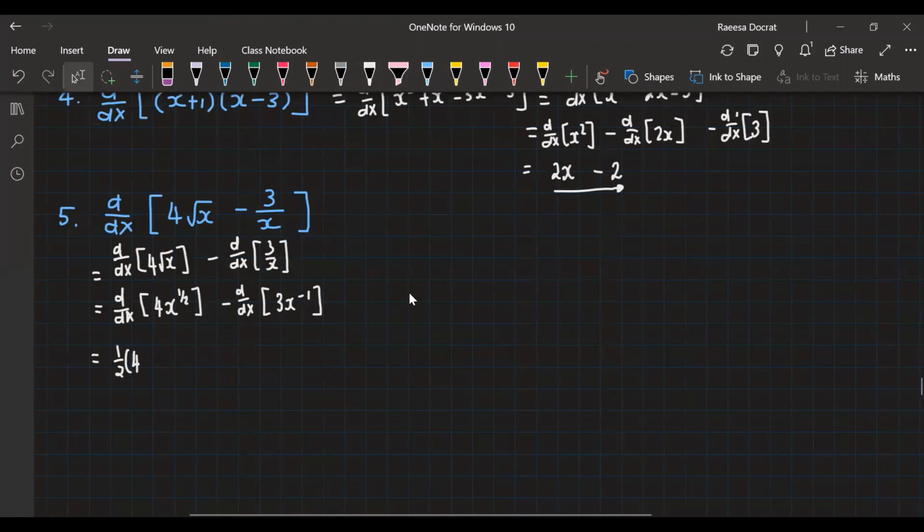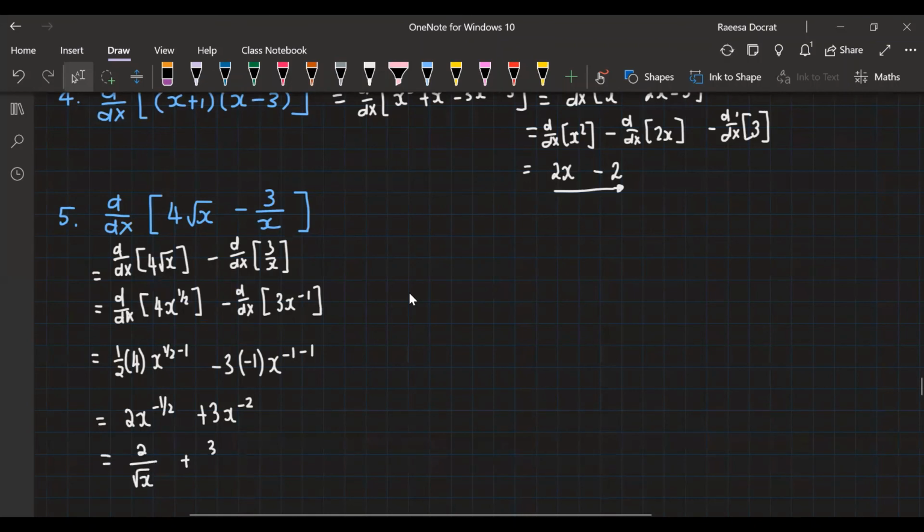So this is a half times 4, and we minus 1, and this is minus 3 times minus 1, and then we minus 1. So 4 times a half is 2x to the power of minus a half, and that becomes a positive 3 x to the power of minus 2. And then we can write this with positive exponents. So that's 2 over root x plus 3 over x squared.